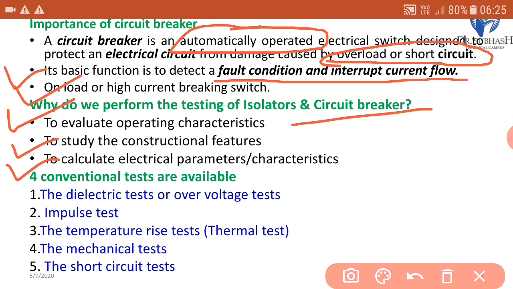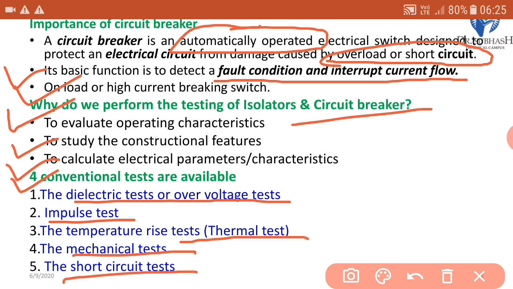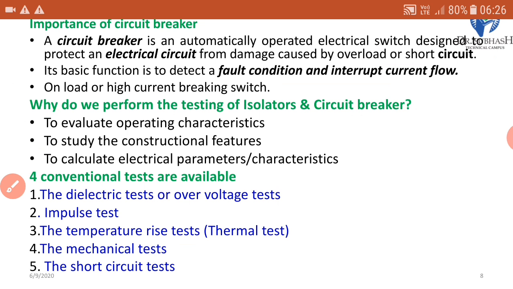Now, what conventional tests are available for testing? One is the dielectric loss or over voltage test. The second one is the impulse test. Then the temperature rise test, sometimes called the thermal test. Then the mechanical test, and the last one is the short circuit test. So these are the tests that can be performed on isolators and circuit breakers. Now we will see these tests in some detail.